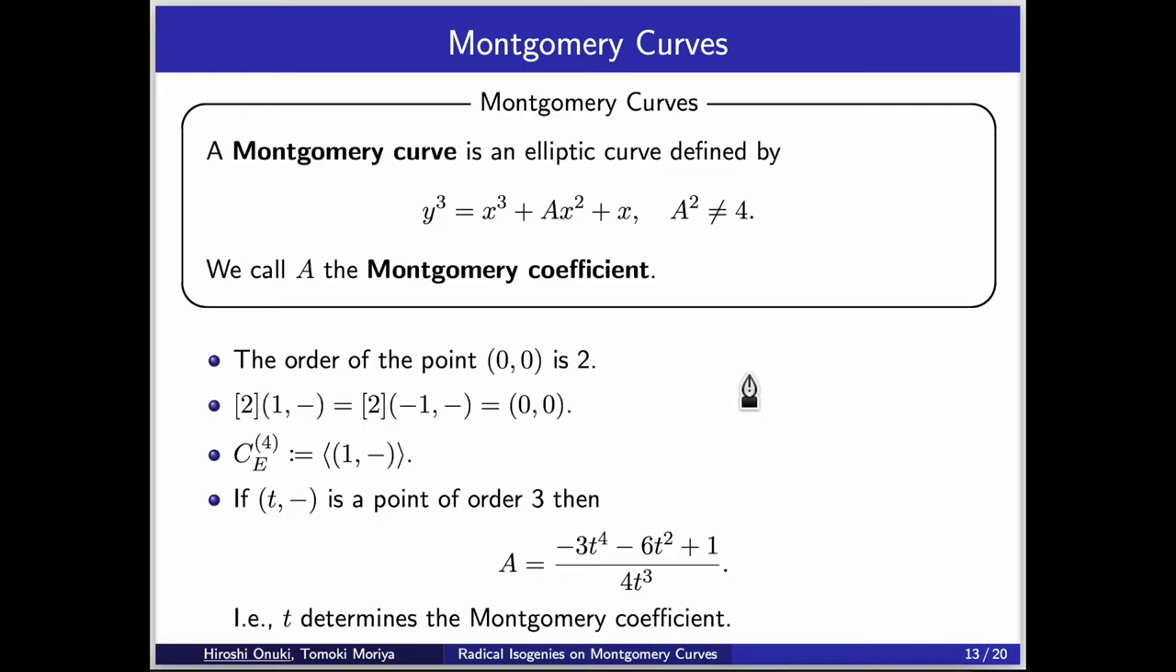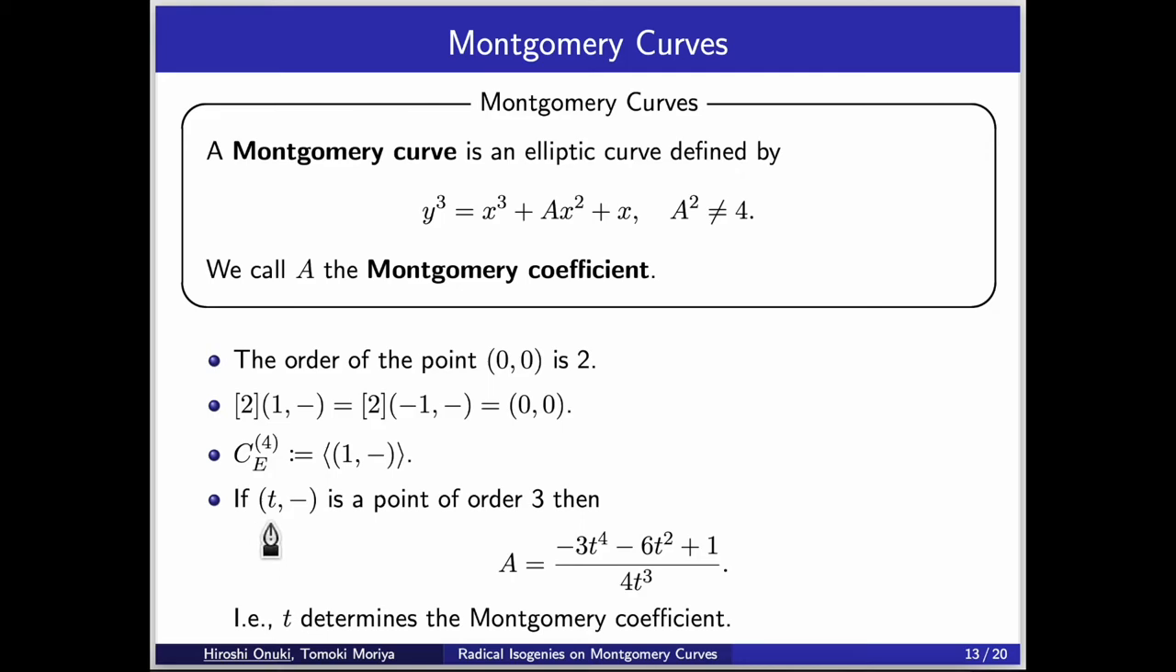Here are some important properties of Montgomery curves. The order of the point (0,0) is 2. A point whose x-coordinate is 1 or -1 is a half of (0,0). We denote the cyclic group of order 4 generated by a point of x-coordinate 1 by C_E4.